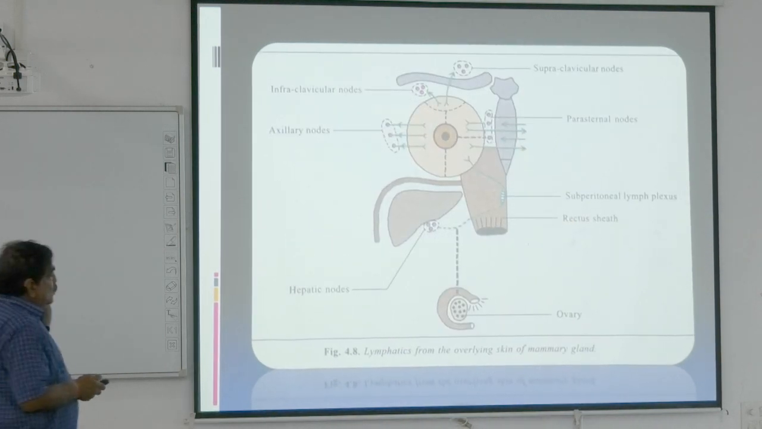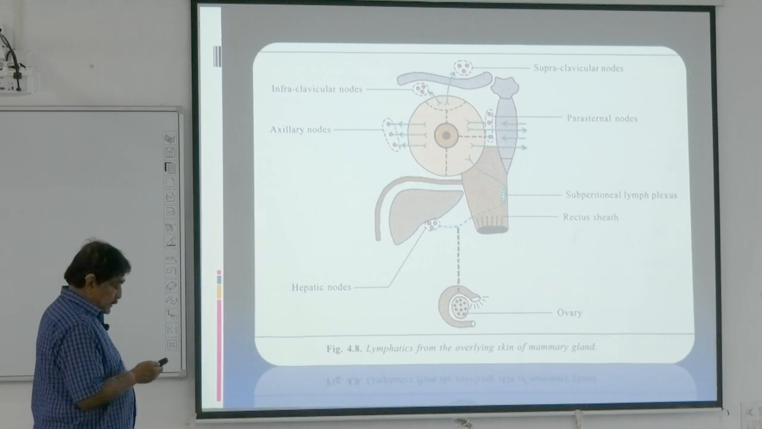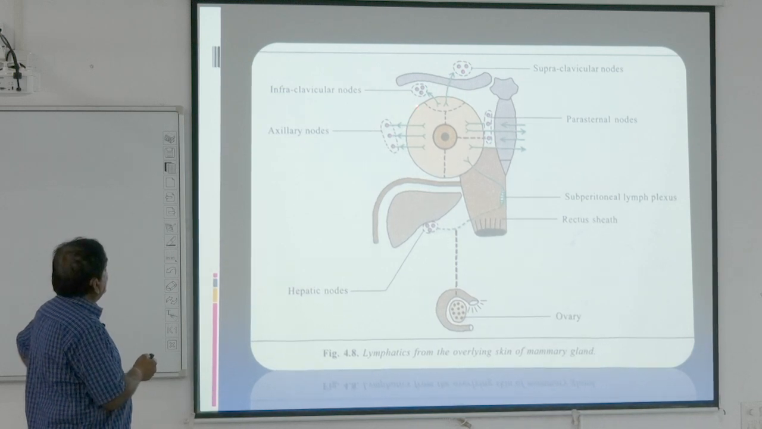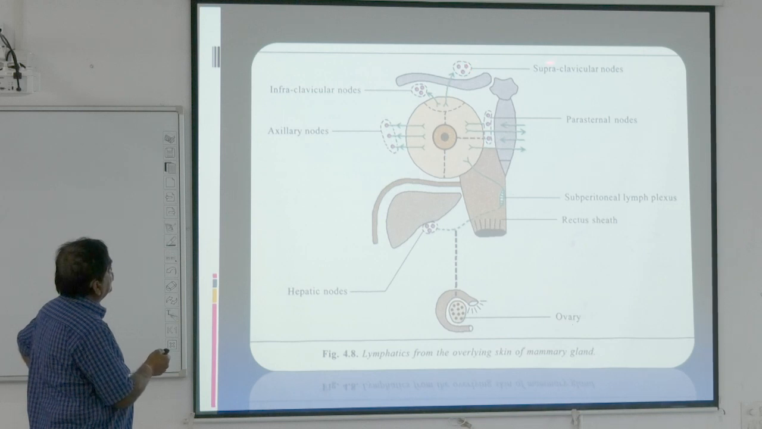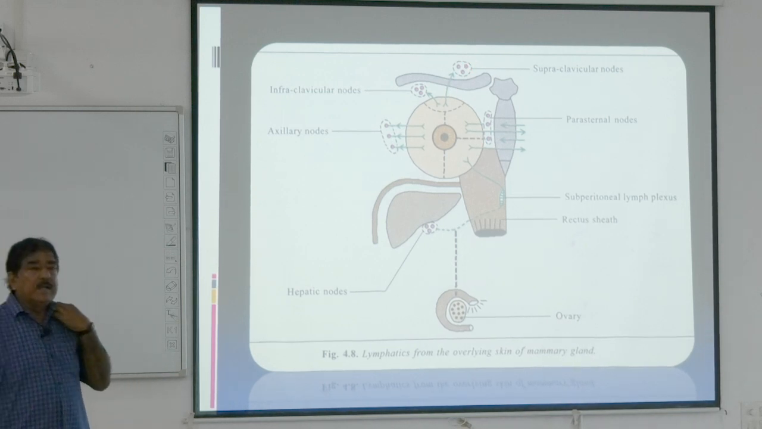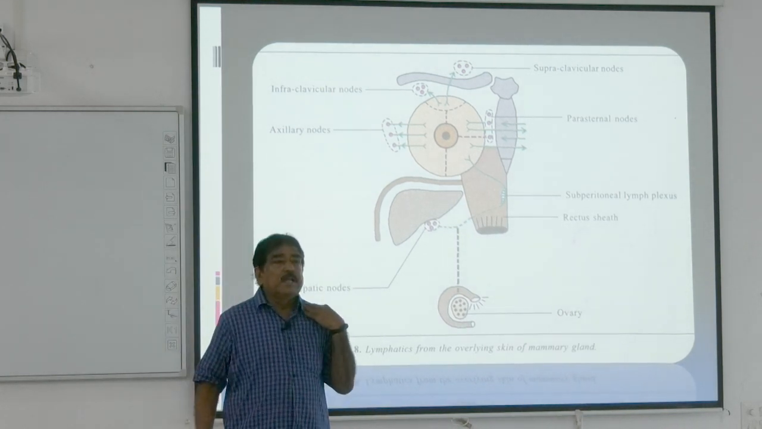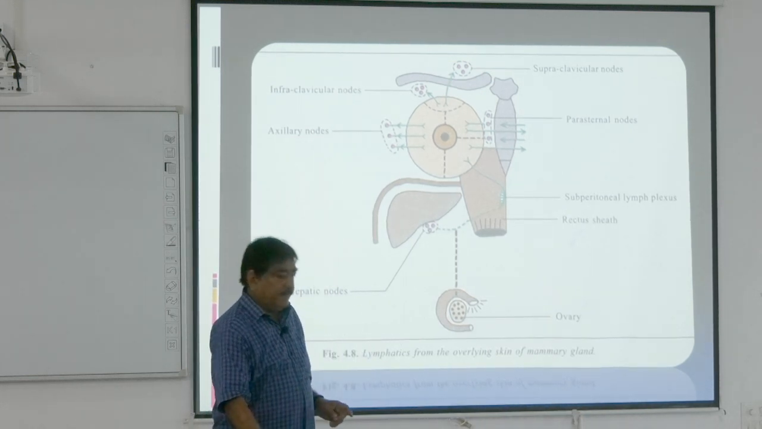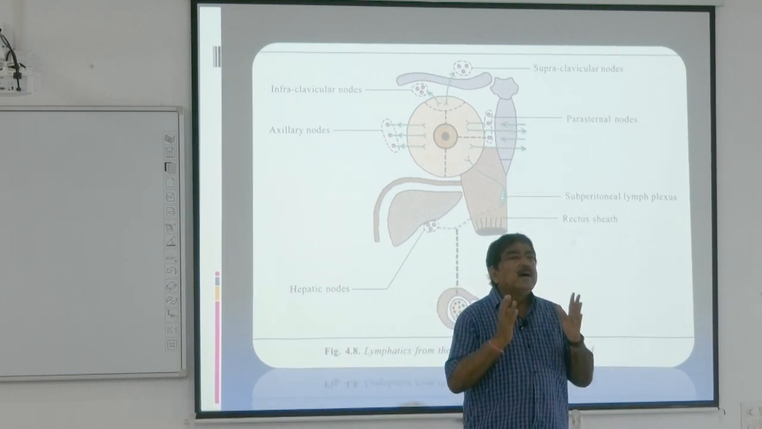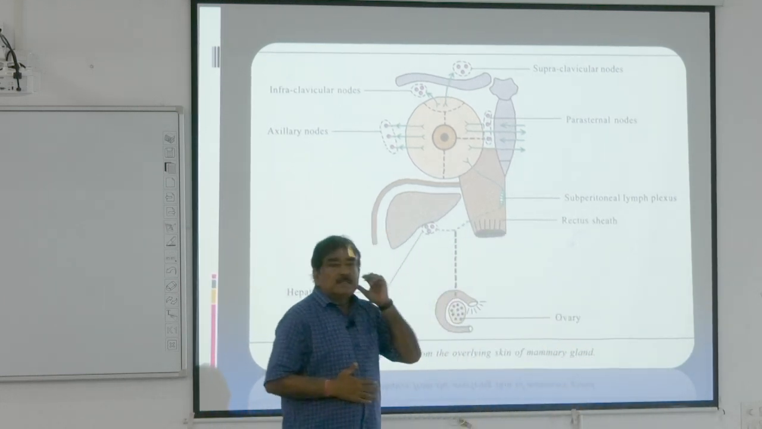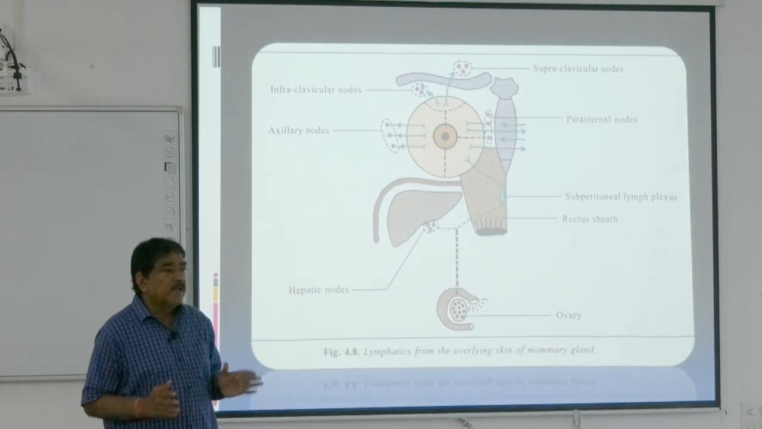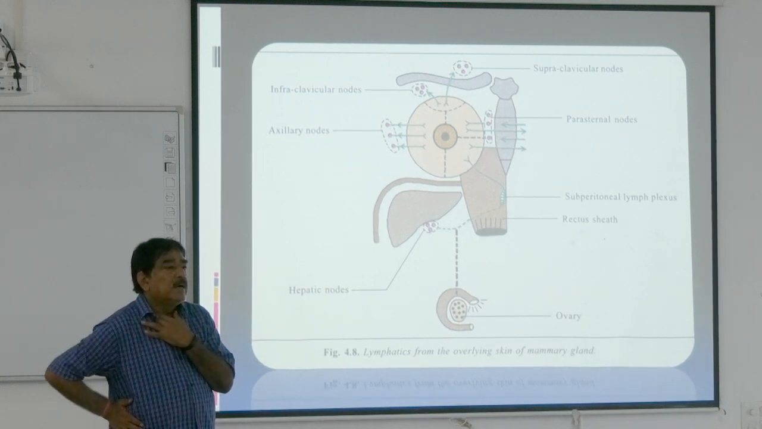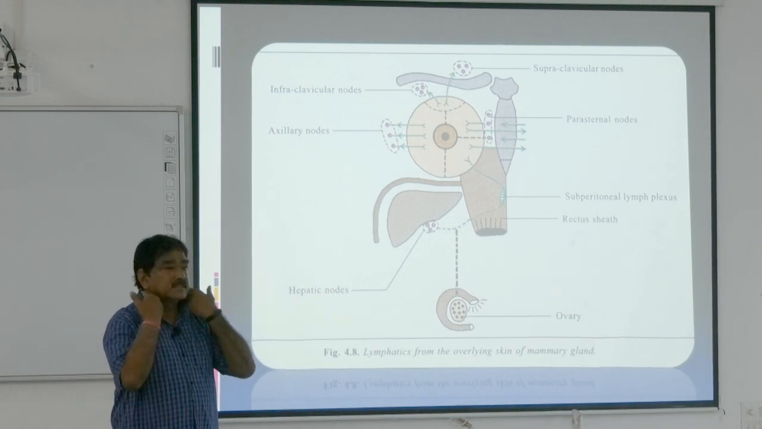Now, lymphatics from the overlying skin of the mammary gland. This is really important, the skin. This portion goes to the infraclavicular nodes and the supraclavicular nodes. If you palpate on the left side or right side in a female, then you look into the breast. At a quick checkup, a female patient is complaining of peptic ulcer syndrome or something, and you find a neck swelling on the right side or left side. You just palpate like this.